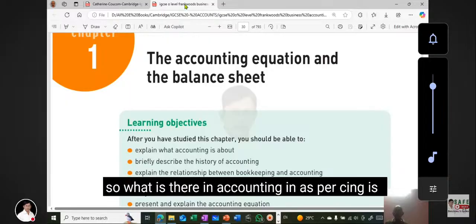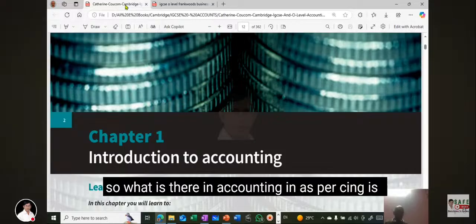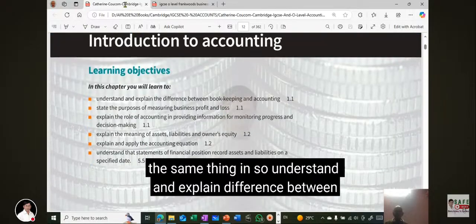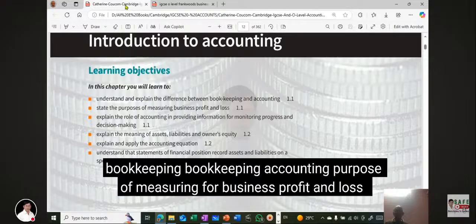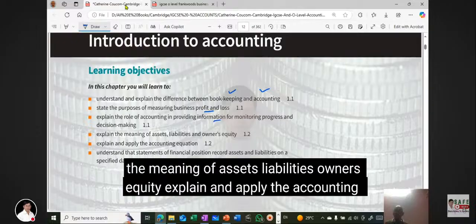Okay, so what is there in accounting after capital account is the same thing. So understand and explain the difference between bookkeeping and accounting, the purpose of measuring the business profit and loss, and the role of accounting in providing information for monitoring progress. So explain the meaning of assets, liabilities, and equity. Explain and apply the accounting equation.